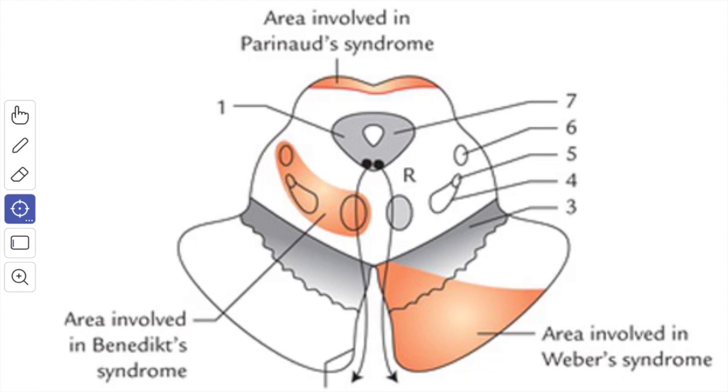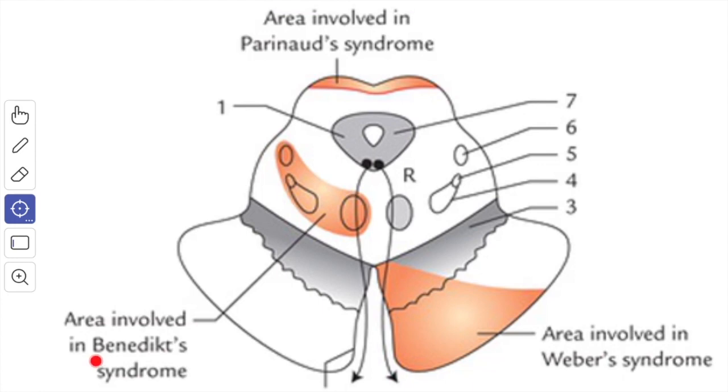It also produces drooping of the upper lid, that is ptosis, due to the paralysis of levator palpebrae superioris supplied by the oculomotor nerve. It also produces pupil dilatation, and it is fixed to light, and accommodation is lost on the side of the lesion due to the involvement of the parasympathetic component of the oculomotor nerve, the Edinger-Westphal nucleus.